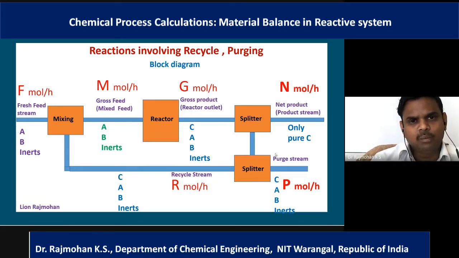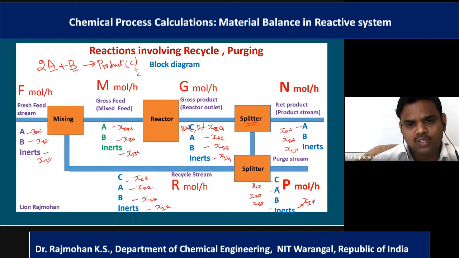overall conversion. But when a purge is introduced, what happens to your A content in the product? What will happen? The amount of A changes, because the purging stream will additionally contain a certain amount of A, right? So when the purging stream contains such an amount of A, there will be a change in the amount of A in the product stream, right? So that way there may be a change in overall conversion. Understood? Okay. Let us start solving some numericals now.